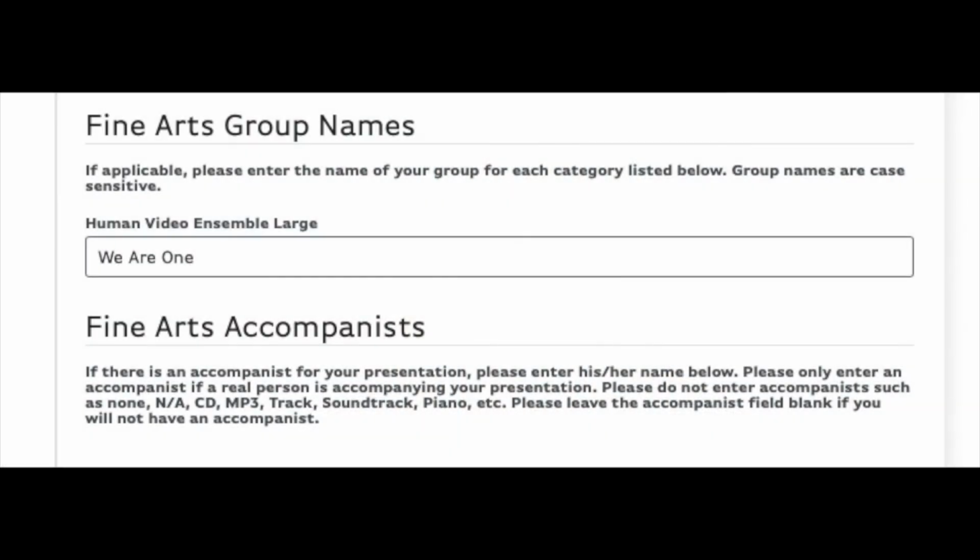If you have students that are performing in a group, such as Human Video Ensemble, you will enter that group name at the end of their category selections. Keep in mind that everyone in that group needs to have the exact same group name. For example, if the group name is We Are One, you have to type it in exactly the same way for each group member. The system will create an error on our end if this directive is not followed.